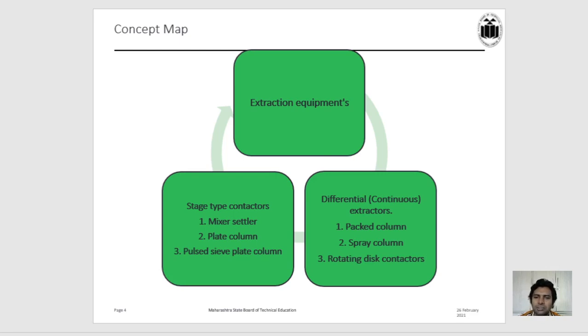This is the concept map. Extraction equipments are there, stage-wise contactors are there, and differential or continuous extractors are there. In stage-wise contactors, the first one is the mixer settler, the second one is the plate column, the third one is the pulsed sieve plate column. And for differential extractors, the packed column is there, the spray column is there, and the rotating disc contactor is also there.